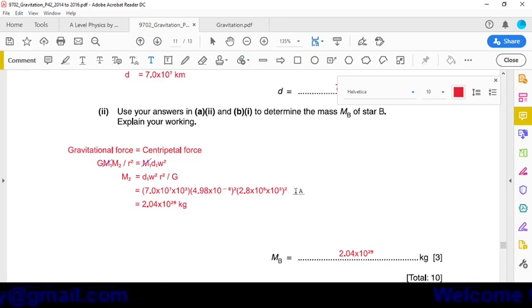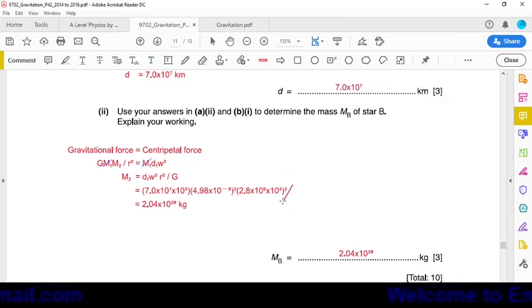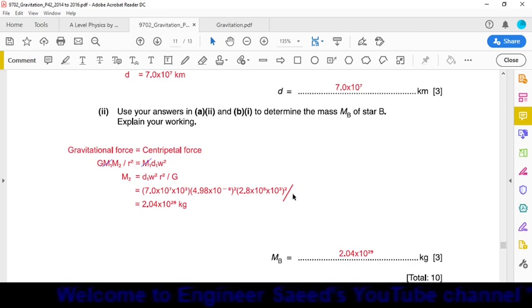Now we have to divide this by the value of G, and the value of G is 6.67 into 10 power negative 11. By solving this we will get the answer 2.04 into 10 power 29 kg. So the mass m2, or we can say the mass of star B, is equal to 2.04 into 10 power 29 kg.